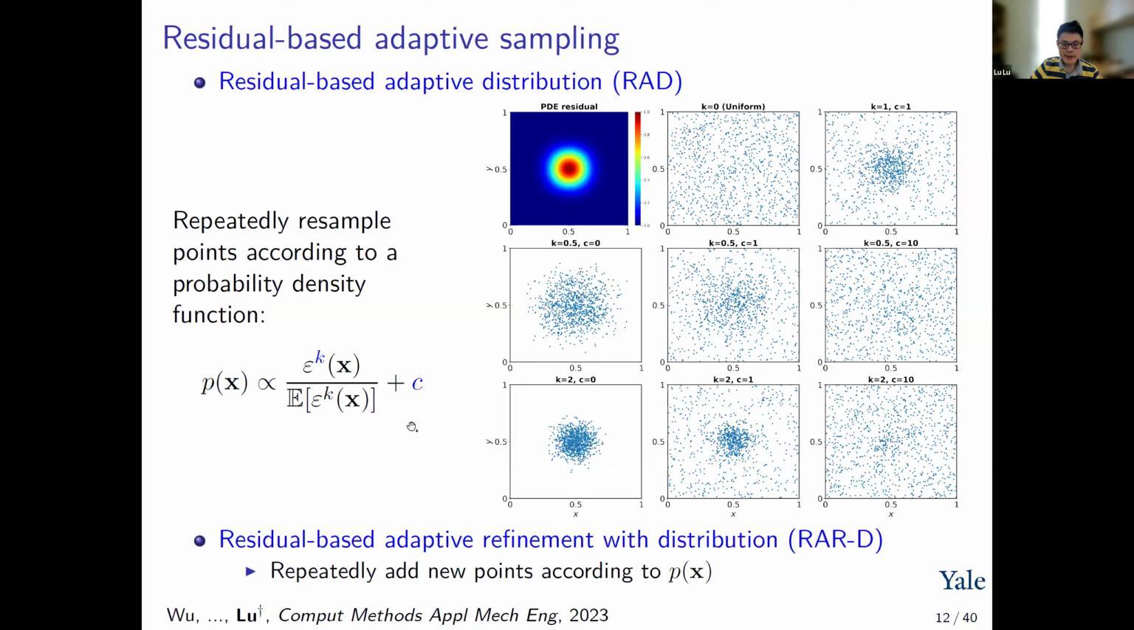Then what we can do is, during the training, we can train our network for, let's say, 1,000 iterations. Then we adjust our sampling points, training for another, let's say, 5,000 iterations. Then we change our sampling again. Basically, we do this adaptively, repeatedly adding more and more points according to this p(x). So this method we call residual-based adaptive refinement, but with this specific probability density function, we call it RAD.